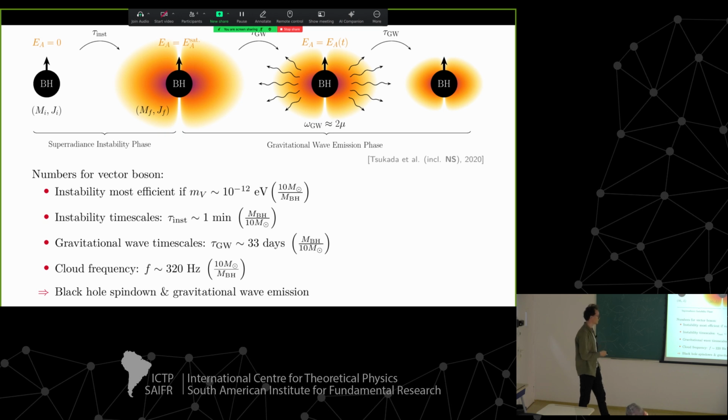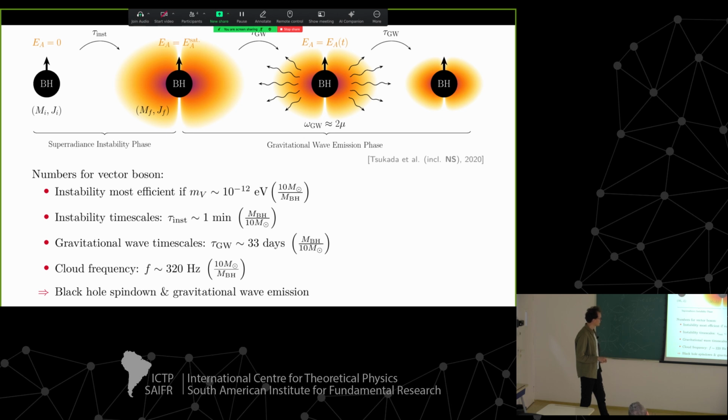I should say that this is kind of the fastest growth rate that you can have, but still it's pretty quick. The gravitational wave timescale, the timescale over which the cloud decays, is order months. And then the frequency is kind of order 100 hertz or so for solar mass black holes.